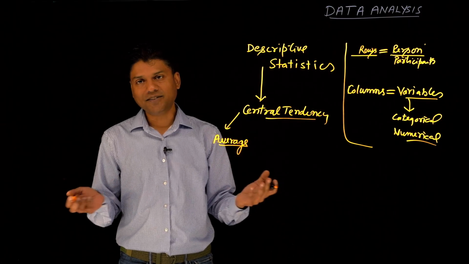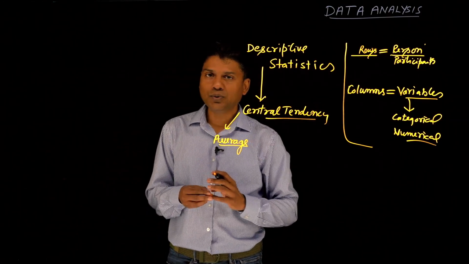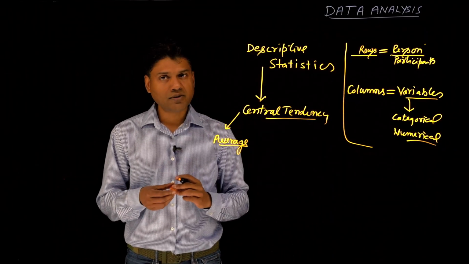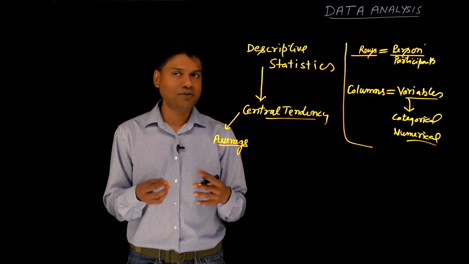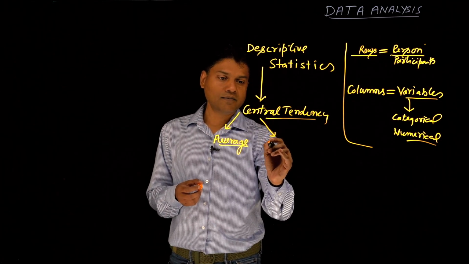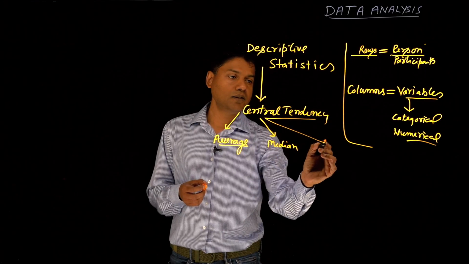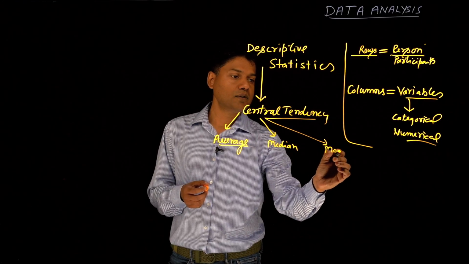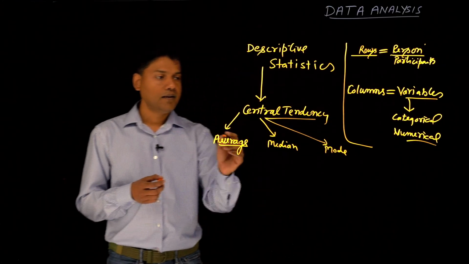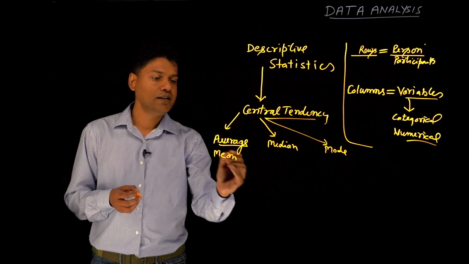You have heard about it, right? We learn average in middle school, how to measure average height, average score, average weight. And the second, we call it median. And the third, we call it mode. Average is also known as mean in statistics.